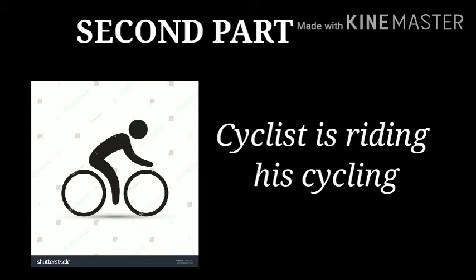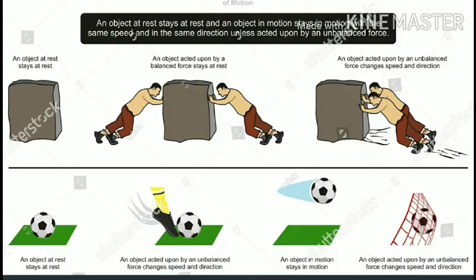Now I'll give you some more examples. Here you can see one object is there. Two persons are applying balanced force, and the object is not moving. But when the two persons push from the same side, unbalanced force is applied and it moves. Similarly, when a football is there, it is at rest. Then when the footballer kicks the ball, external unbalanced force is applied and it goes some distance. And again, the goal post is there and it stops there, because again a force is applied which stops it.